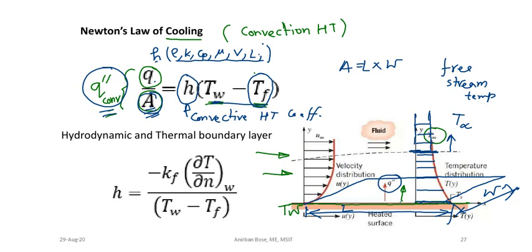When you go to convection, you will see that solving all the equations and everything, the ultimate objective is to find out the value of H. So finding H is the main objective of convection study. H is a very complicated parameter, that you have to remember. Now, this is Newton's law of cooling.